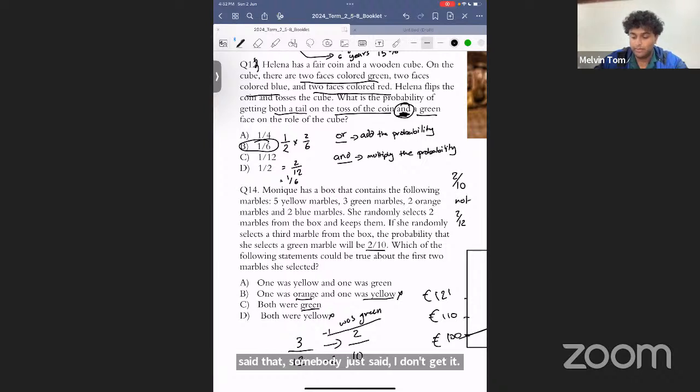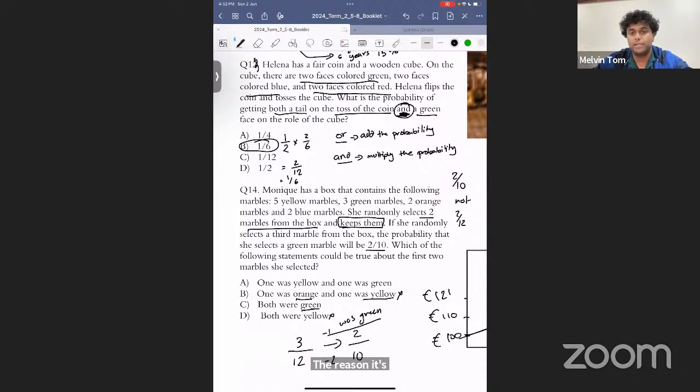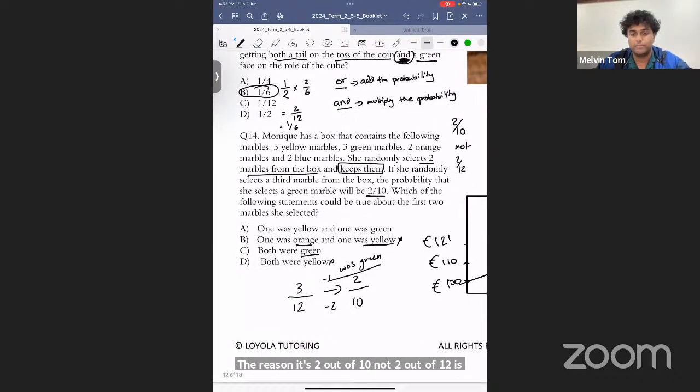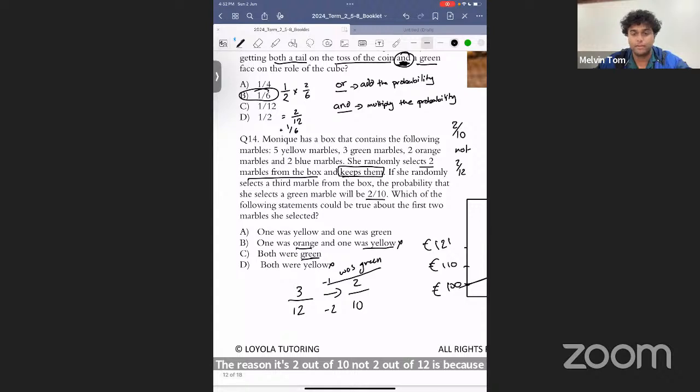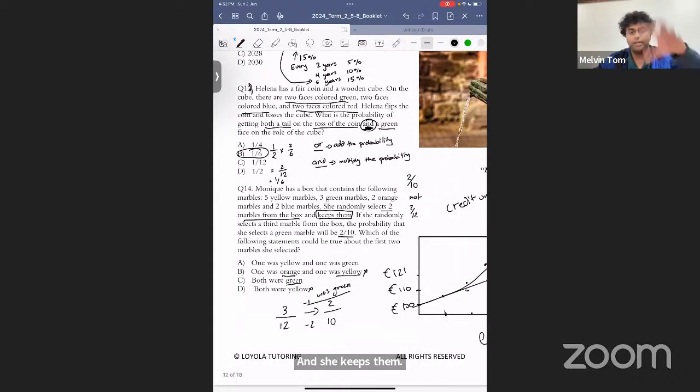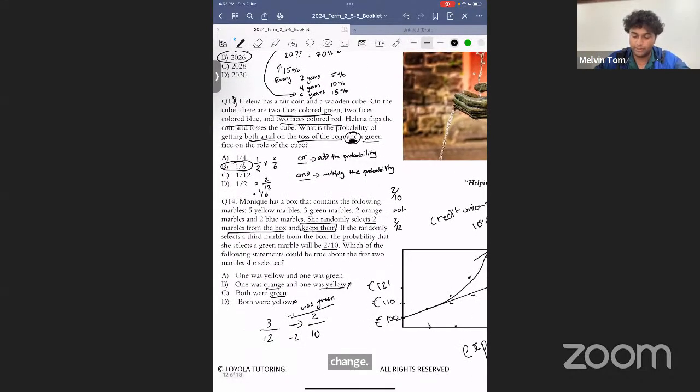The reason it's 2 out of 10, not 2 out of 12, is because she took out 2 marbles from the box and she keeps them. So she removes 2 of the marbles now. So if there's 2 less marbles, the denominator also must change. Do you understand, James? Awesome. So she took out 2 marbles. One of them was green. And then the total number of marbles actually went down as well. So the answer is 2 out of 10.